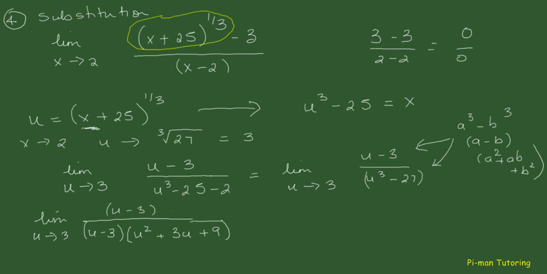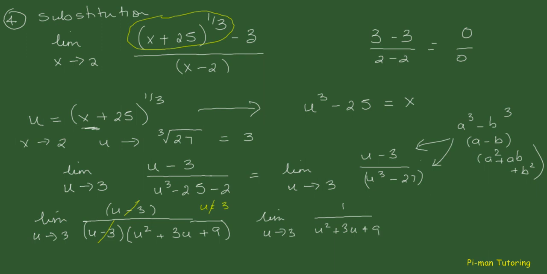And now we're back to the usual procedure. We've got a common factor top and bottom. Cancel those out as long as u is not equal to 3. And our limit problem reduces to the limit as u tends to 3 of 1 divided by u squared plus 3u plus 9.